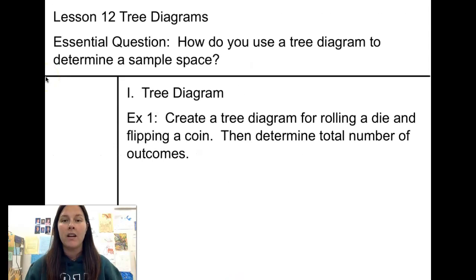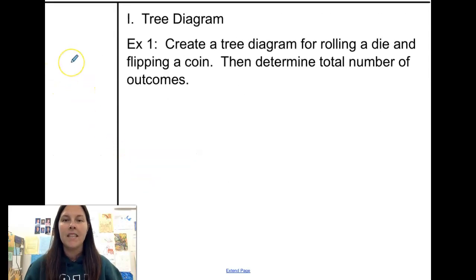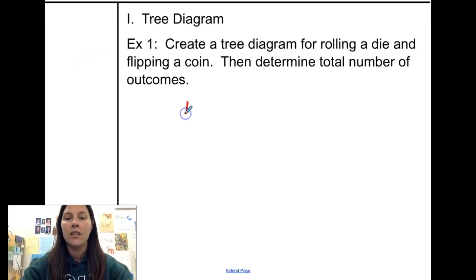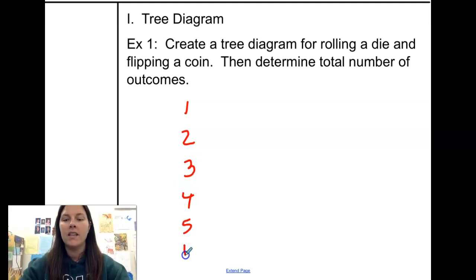Now we're going to create our own tree diagram. This example says we're going to roll a die. So we have to think about what are the possible outcomes when we roll a die. Well, they have the numbers 1 through 6 on the sides of a die. So that's the first possibility, and I'm just going to list those vertically: you could roll a 1, 2, 3, 4, 5, or 6 when we roll a die. And then it said after we roll the die, we're going to flip a coin.